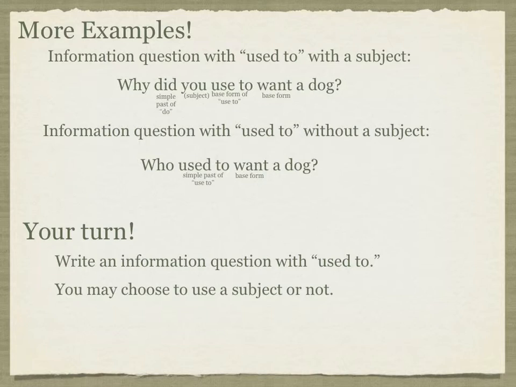Now we have some more examples. So this is how we form information questions with used to with a subject. Why did you used to want a dog? You have did, which is the simple past of do, you is the subject, used to, and want is the base form. The information question with used to without a subject is, who used to want a dog?